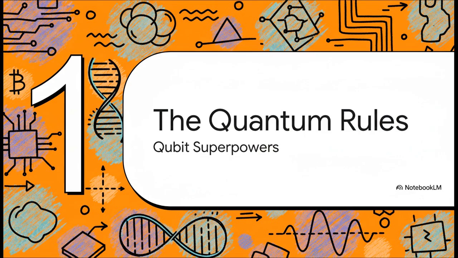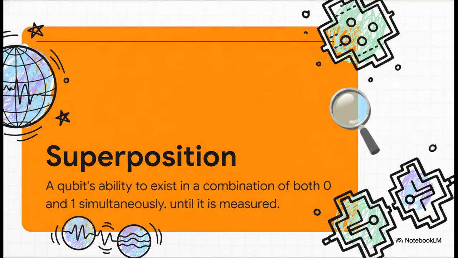So, this wild ability for a qubit to be in multiple states at once gives it some incredible capabilities. You could seriously call them superpowers. So let's break down the 3 fundamental quantum rules that make this all happen. Okay, superpower number 1 is called superposition. And this is exactly that spinning coin idea we just talked about. A qubit holds the potential of being both 0 and 1 at the same time.